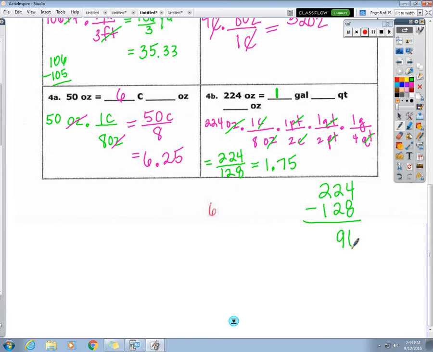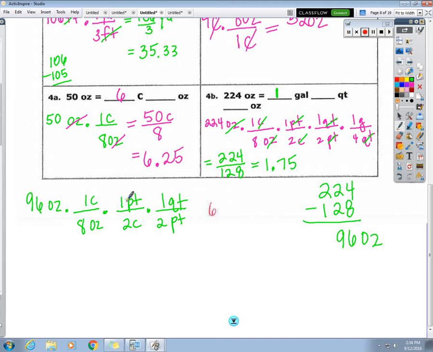96. But that's ounces. Don't we now need to convert that to quarts? So we're going to do another conversion chain. 96 ounces to quarts. So we start off with ounces. What do we know about ounces? 8 ounces in 1 cup. Then what do we know about cups? Okay, and then what do we know about pints? Okay, so now we've made it to quarts, which is where we were trying to make it.